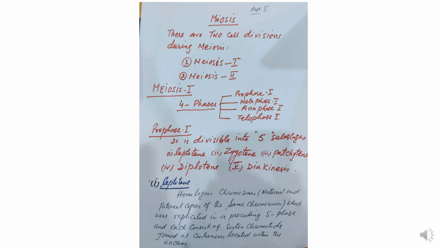Meiosis, there are two cell divisions during meiosis. Meiosis 1, meiosis 2. The idea of meiosis is reduction division, in which there are 23 chromatids in each cell instead of 46 chromatids in each cell in mitosis.